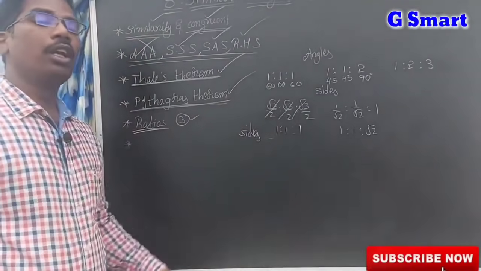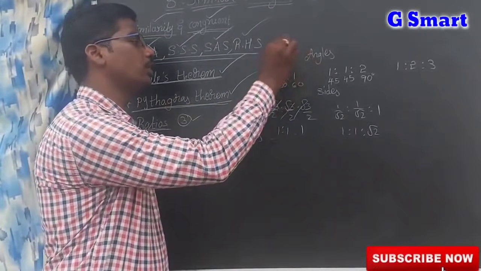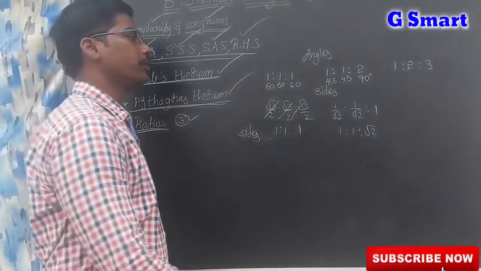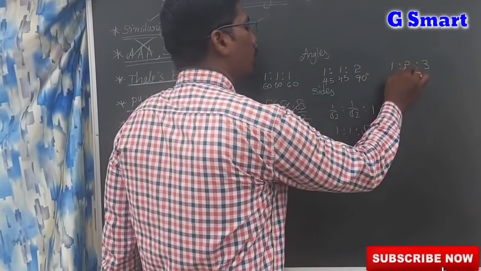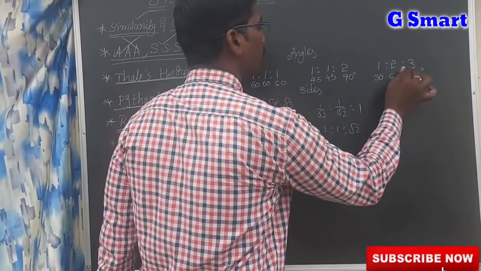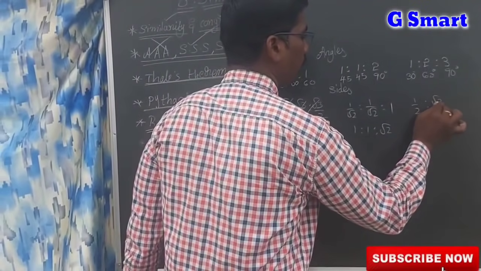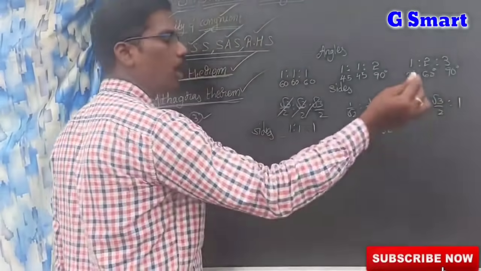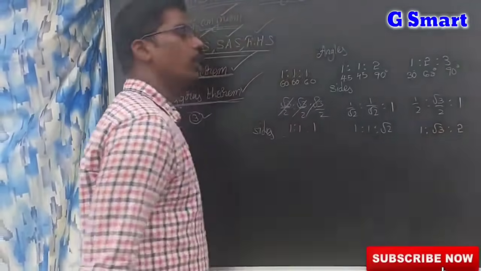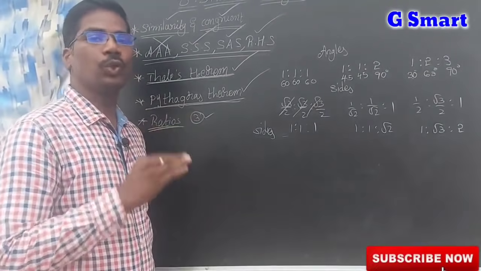If the angles are in the ratio 1:1:2, then the sides are in the ratio 1:1:√2. Next, if the angles are in the ratio 1:2:3, meaning 30, 60, 90, then sin 30 is 1/2, sin 60 is √3/2, sin 90 is 1. Multiplying by 2 on all, we get 1:√3:2. So if the angles are in the ratio 1:2:3, then the sides are in the ratio 1:√3:2.